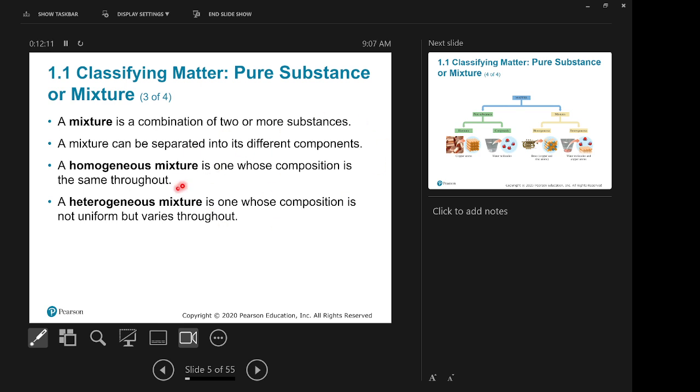Yeah. So heterogeneous mixtures are going to be ones whose composition is not uniform but varies throughout. This would be things like Chex Mix or your ceiling tiles. Or your skin is a heterogeneous mixture. Everybody has pores, right? And yeah, you can see little differences among your skin areas. So that's another heterogeneous mixture.